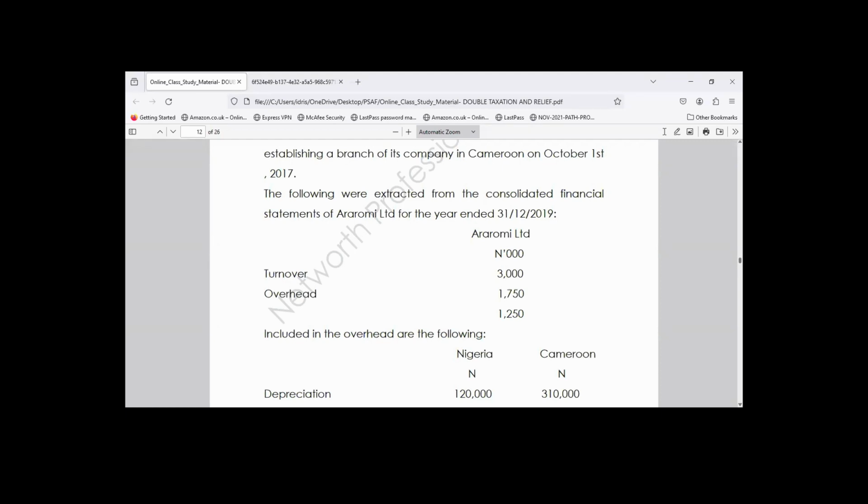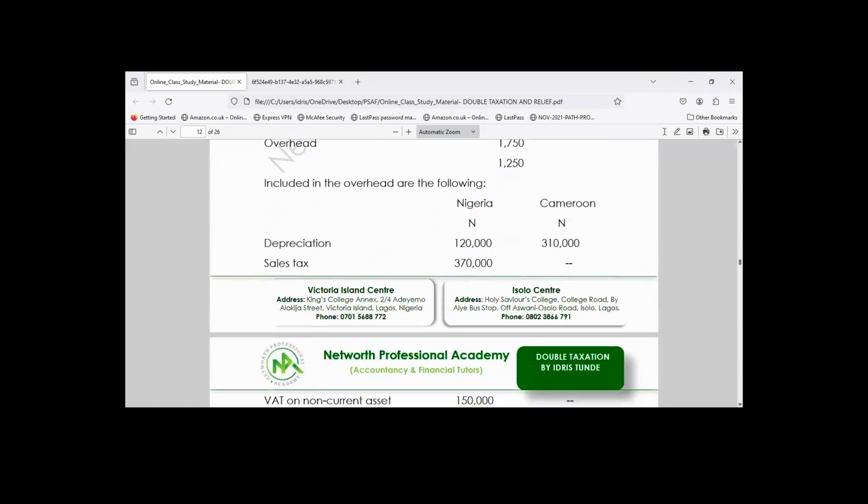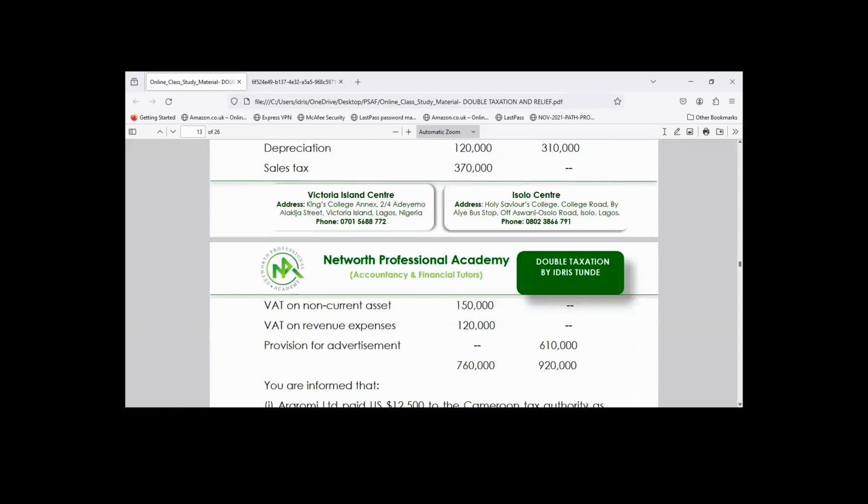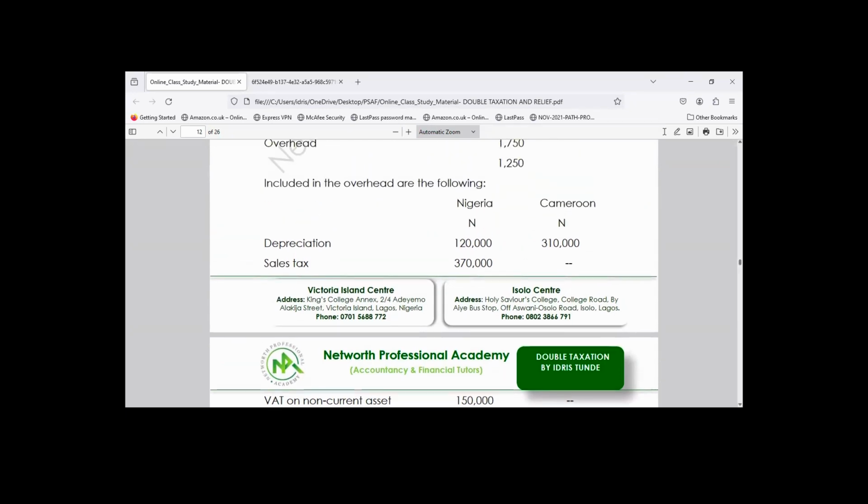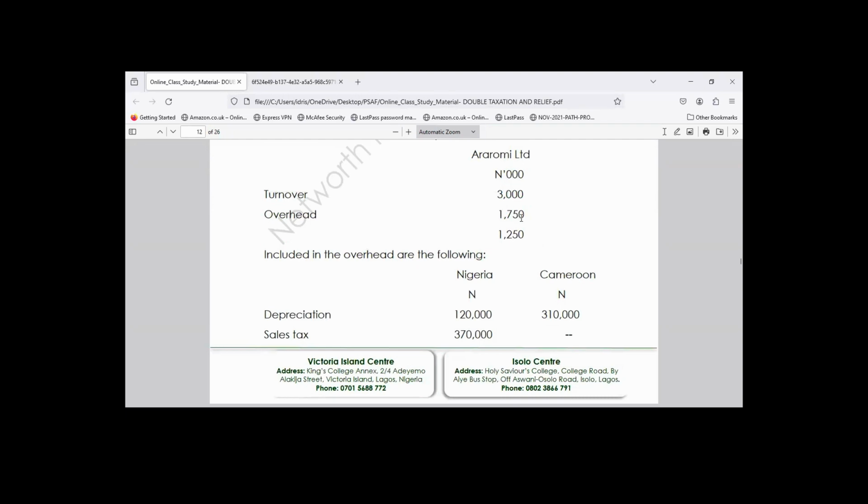Included in the overheads are the following. They give the breakdown of the overheads: depreciation, sales tax, VAT on non-current assets, VAT on revenue item, provision for depreciation, advertisements, the total for both Nigeria and Cameroon. You know the overhead is 1.750. They give us the breakdown of the overhead. This 1.750 is for both Nigeria and Cameroon. The turnover too is for both Nigeria and Cameroon.